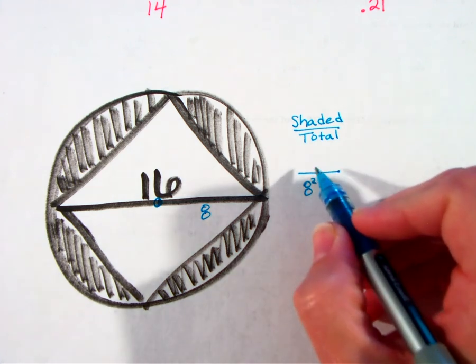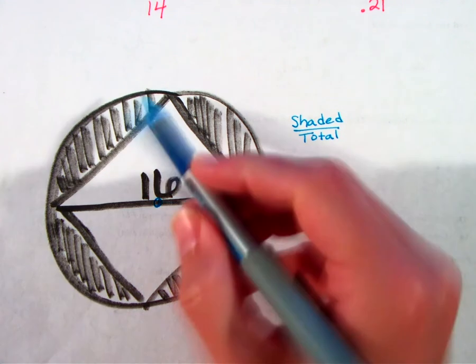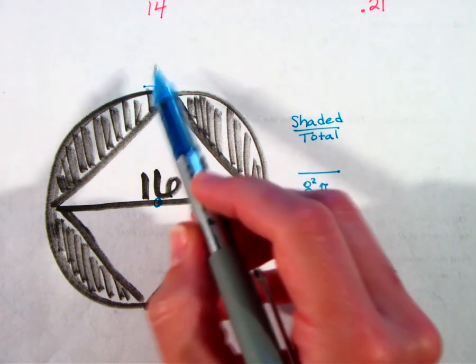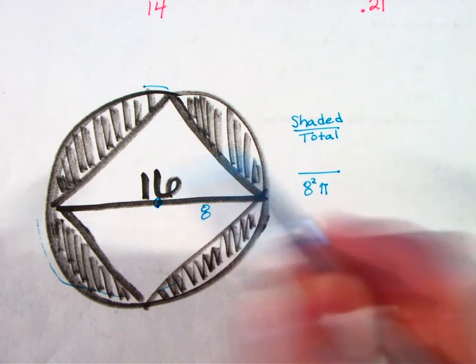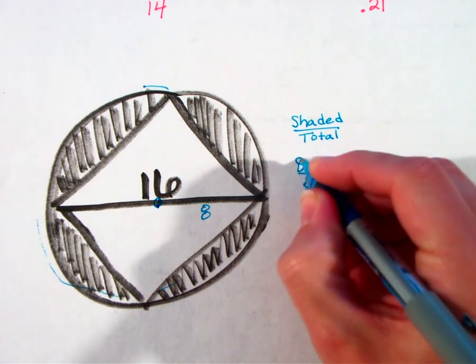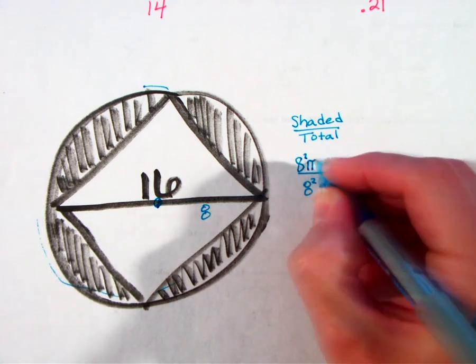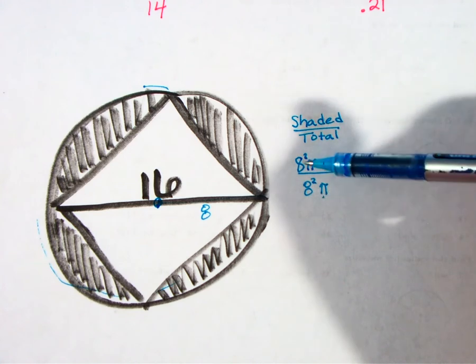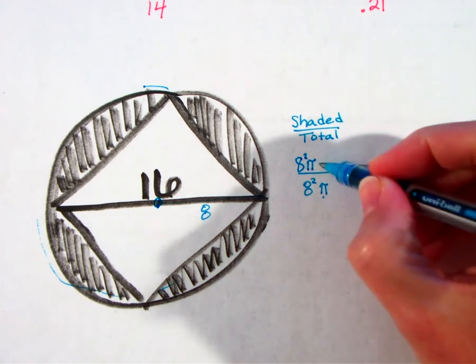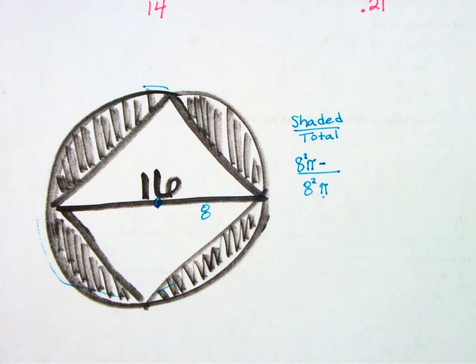Okay, so then on the top, to find the shaded area, you need to take the big shape and minus the small shape. Well, I know what the big shape is. This is going to be that 8 squared pi. So this is what I was trying to hint at: whatever the total is, that total is going to repeat itself up here, and then you're going to subtract.